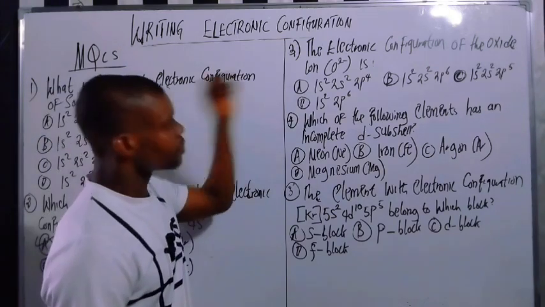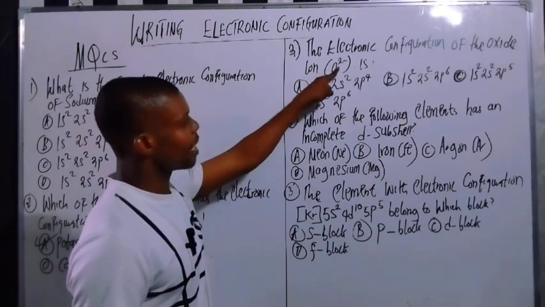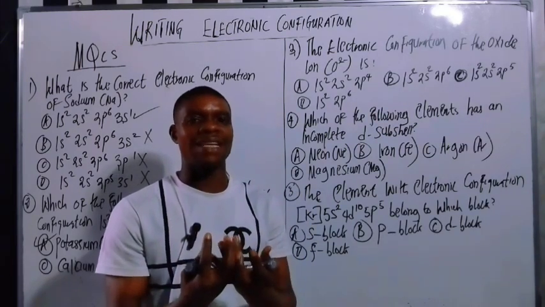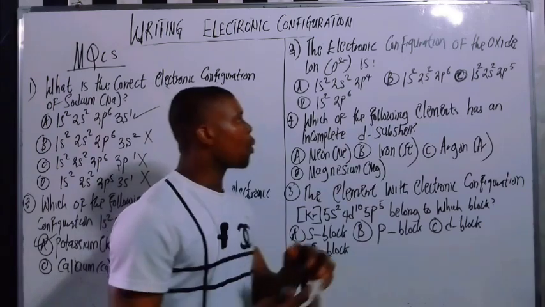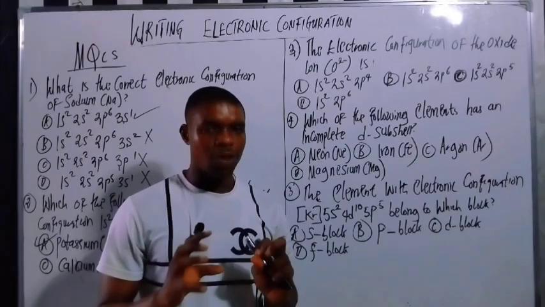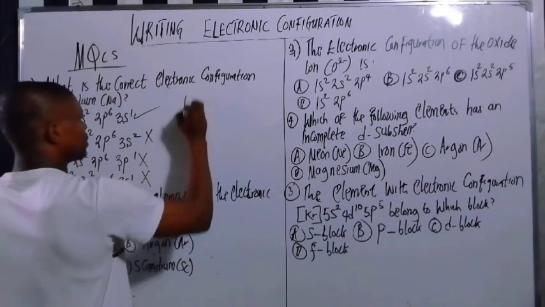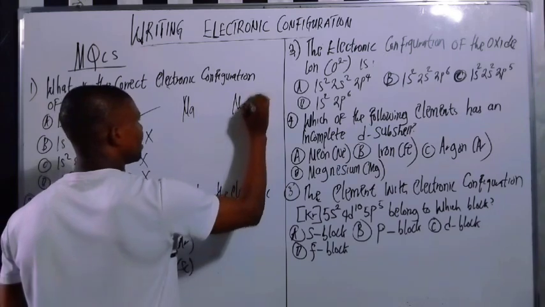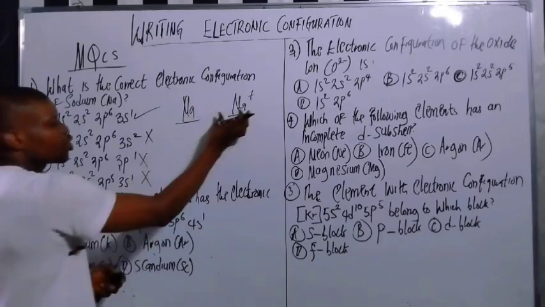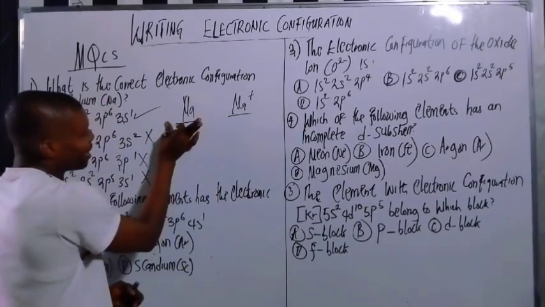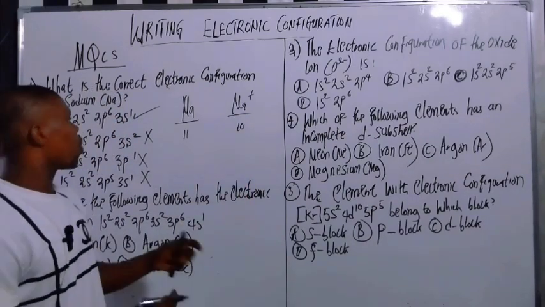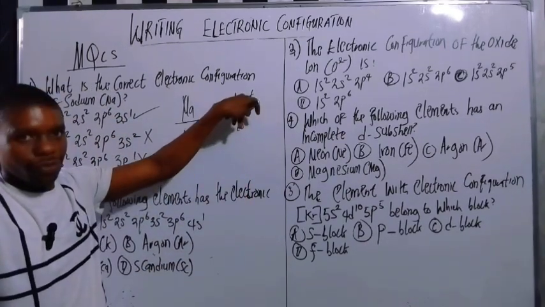So let's look at this one here. The electronic configuration of oxide, O2 minus. Now, whenever you see an ion, it can either gain or lose electrons. Whenever you see 2 minus or minus in any question, it means that it has gained electrons. For example, here I have sodium, and here we have Na plus. This one is the metal, and this one is the ion. They will show that it has lost 1 electron. If the electron number here is 11, the electron number here is going to be 10.